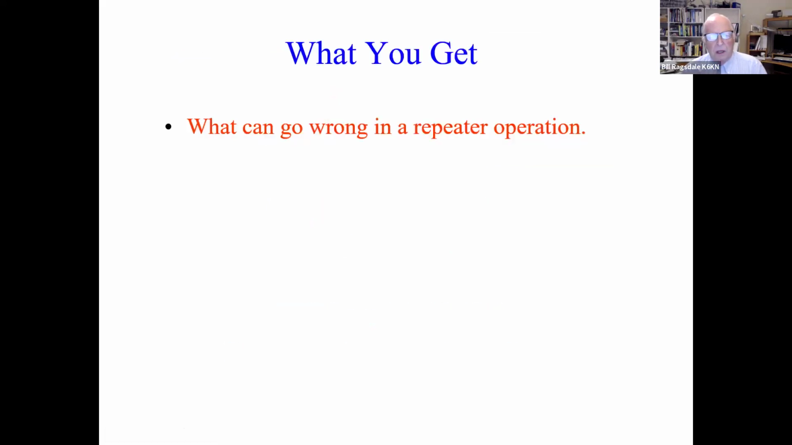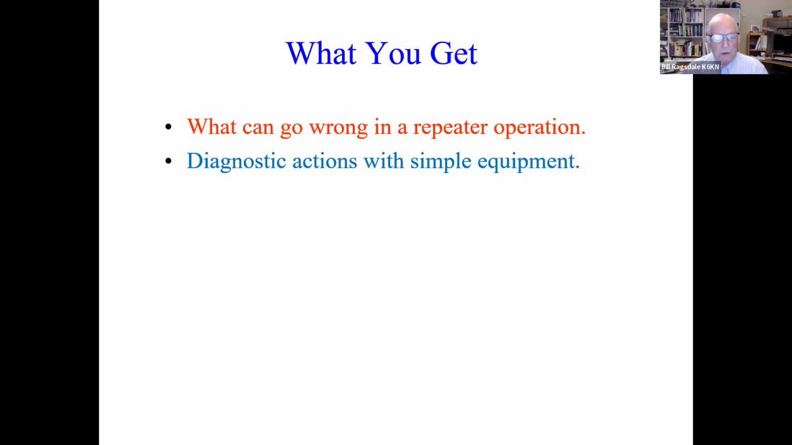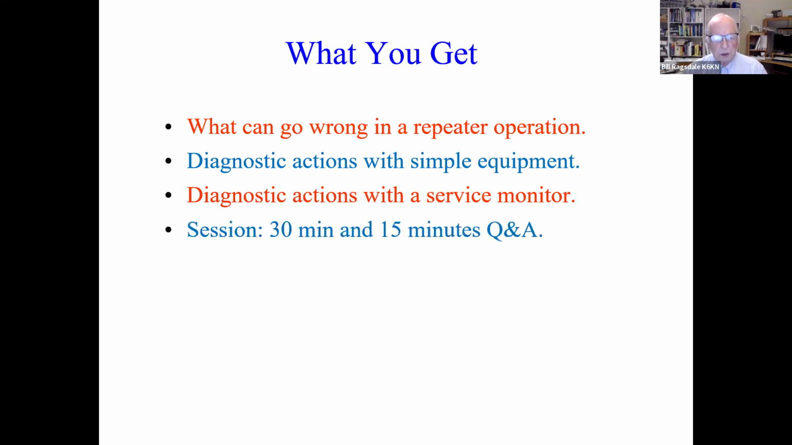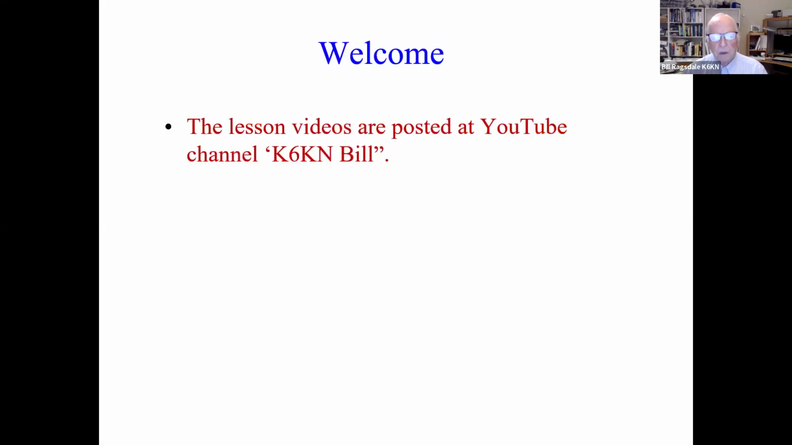The topic today is what can go wrong in a repeater operation, and then diagnostic actions that you can take with simple equipment to try to cope with those difficulties. This is what a control operator goes through routinely. Well, not routinely, it depends on your repeater. And in addition to simple equipment, we'll also talk about some actions you can do with a service monitor. The session should be about 30 minutes long, and then afterwards we can have a question and answer.